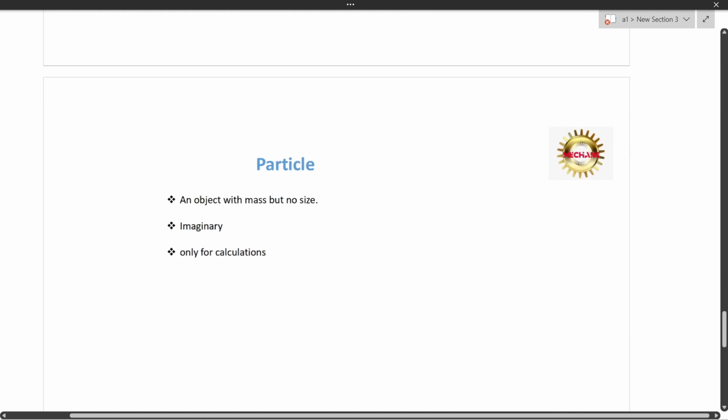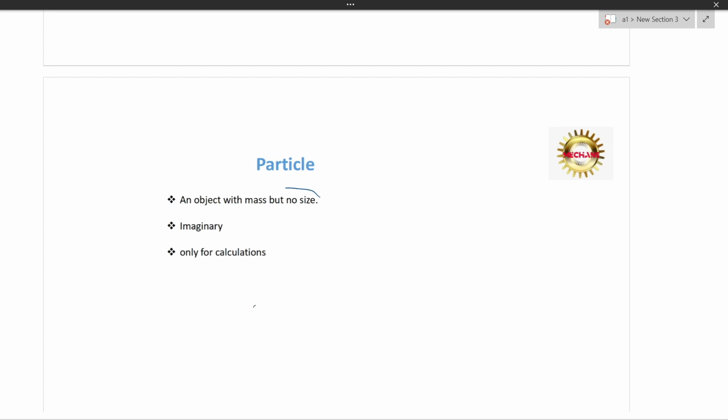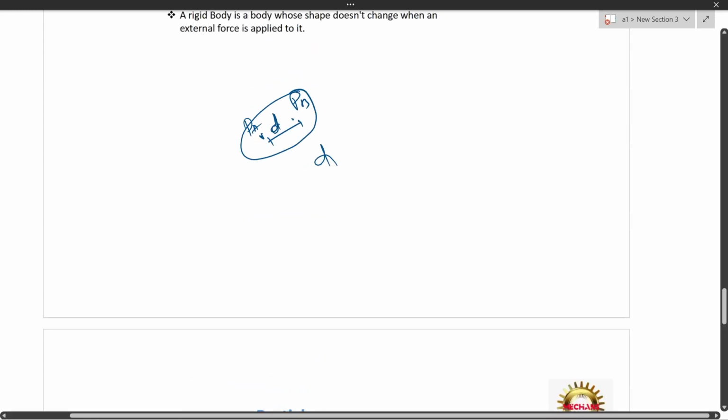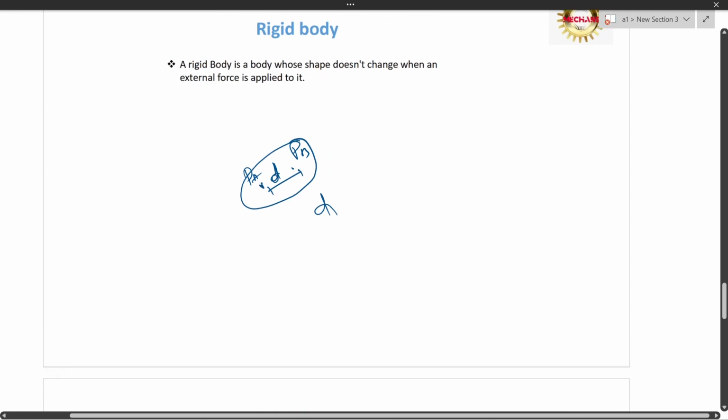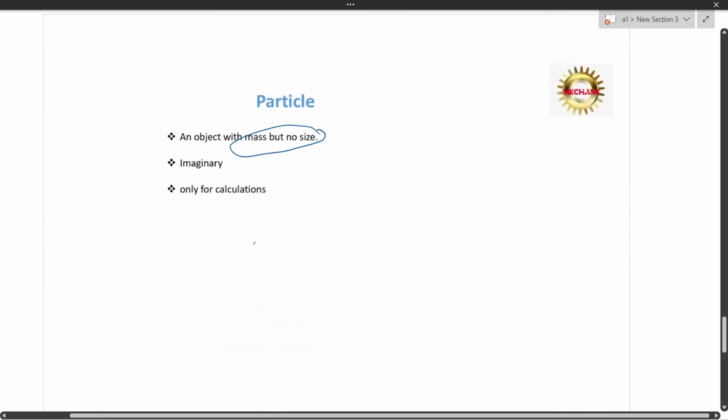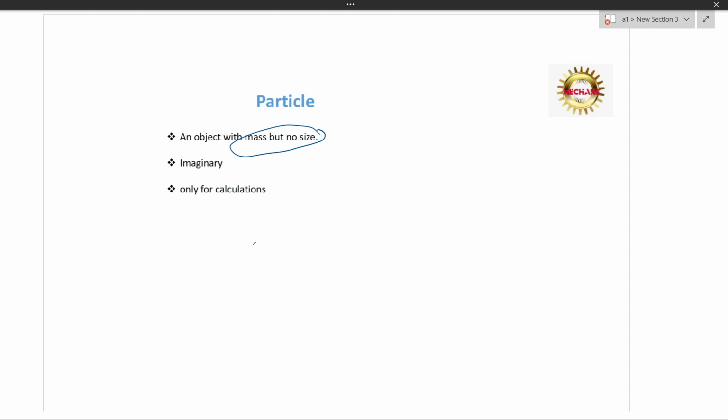Then the particle: it's an object with mass but no size. Practically it is not possible. We can't find any particle with no size but mass. So a particle is an imaginary concept we take for calculation. Here I said point A and point B, we consider them as particles, but we don't have a real example for that. It's only for the calculations.